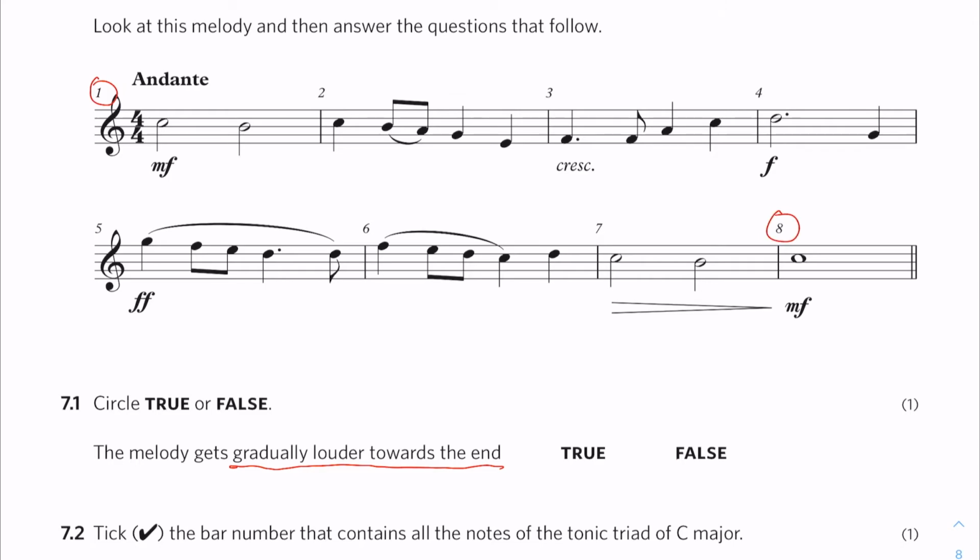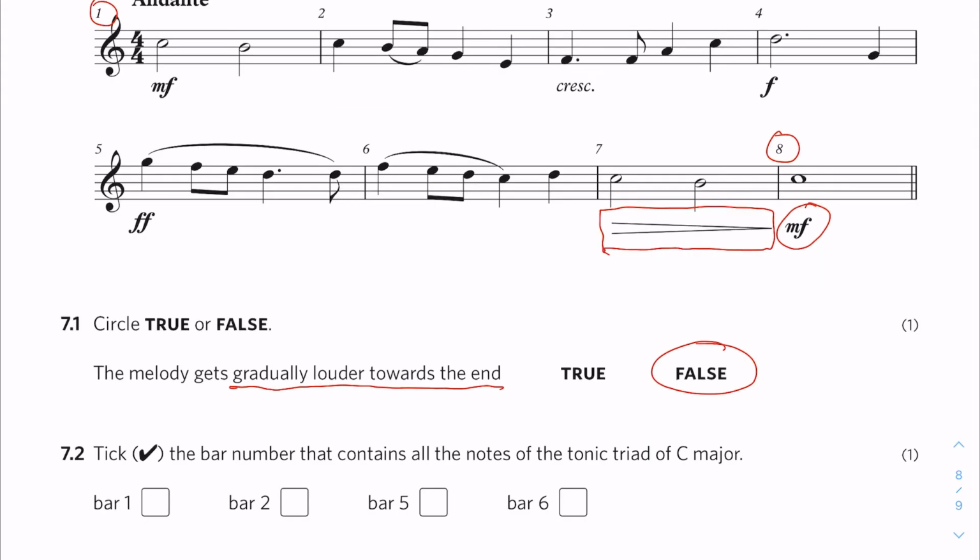So at the end, we have this MF, which is mezzo forte, that indicates a moderately loud volume. But before that, we do have this here, which is a decrescendo. Decrescendo means you gradually get softer. In the statement, it says it gradually gets louder towards the end. It's not correct, so it's false.